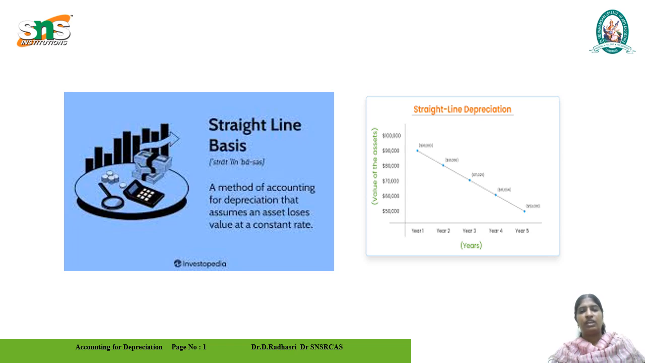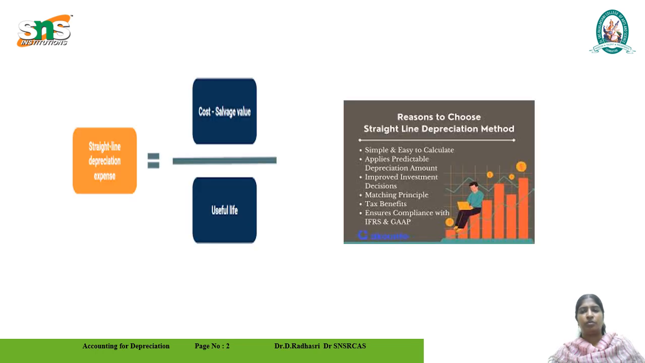In that way, by applying the straight line method, it can be easily identified, the amount of accounting for depreciation that assumes a straight line method of losses. The straight line depreciation uses the depreciation expense, cost, salvage value and the useful life of the asset.